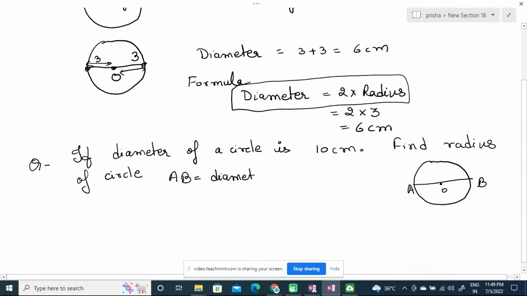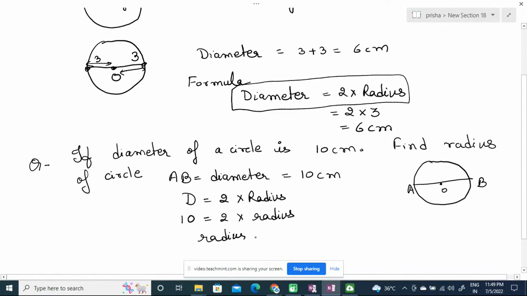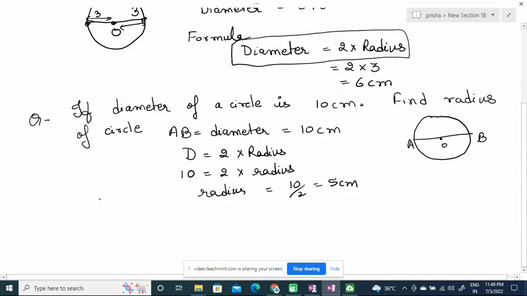Diameter is 2 times radius. So the radius will be 1 by 2 times the diameter. So diameter is equal to 2 times into radius. So this is 10, this is 2 into radius. If we have to find the radius, we have to divide it by 2. That is 5 centimeters. So what is the formula over here? If we have to find the radius, we have to divide the diameter by 2.